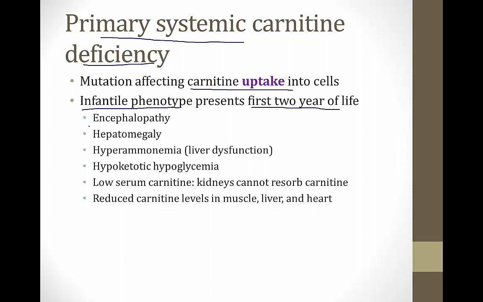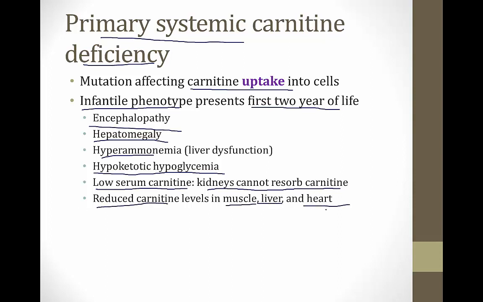These babies often have encephalopathy and hepatomegaly. In addition, they can have high levels of ammonia from liver failure. They get hypoketotic hypoglycemia, as we discussed before. They also get low serum carnitine levels, and this may seem counterintuitive since I told you the problem is not carnitine deficiency. However, because the kidneys cannot resorb carnitine, it spills out in the urine and they become carnitine deficient. In addition, you find reduced carnitine levels in biopsy samples of the muscle, the liver, and the heart, all because the carnitine cannot be moved into cells.